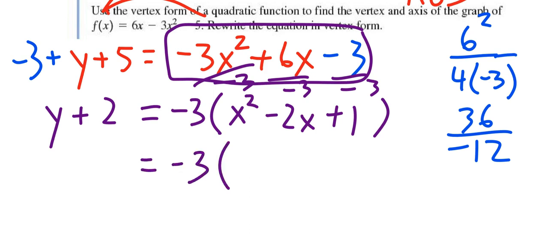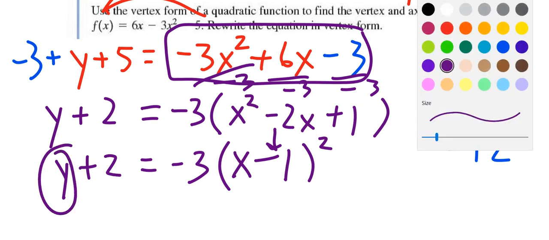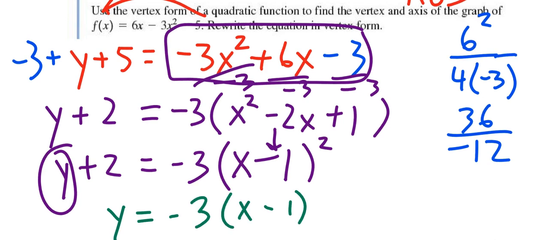What does this factor into? What perfect square does it factor into? X minus 1, right? You're looking at that negative 2 and you cut it in half. And one last step to get y by its lonesome: just subtract the 2. Okay, so that's what you get when you do it with easy numbers.